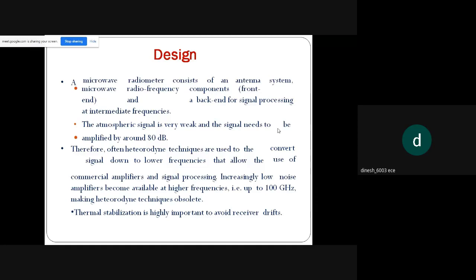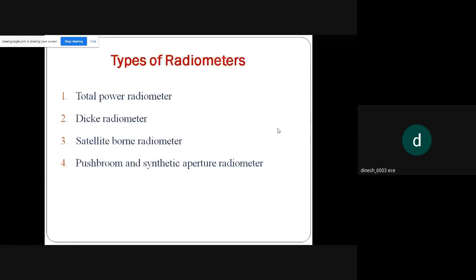The low noise amplifiers are available at high frequencies up to 100 gigahertz, making the heterodyne techniques obsolete. Therefore, thermal stabilization is highly important to avoid receiver drifts. There are four different types of radiometers available: one is the total power radiometer, second the Dicke radiometer, third the satellite-borne radiometer, fourth the push broom, and the synthetic aperture radiometer, SAR.